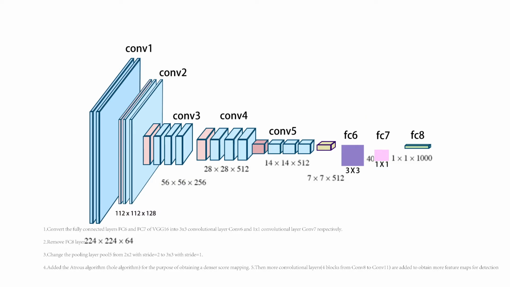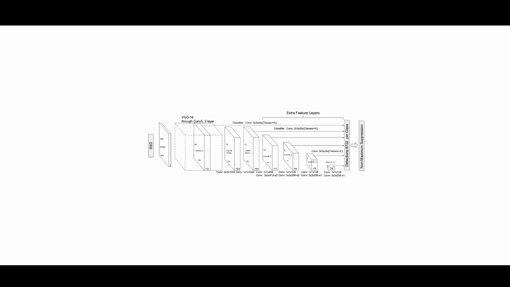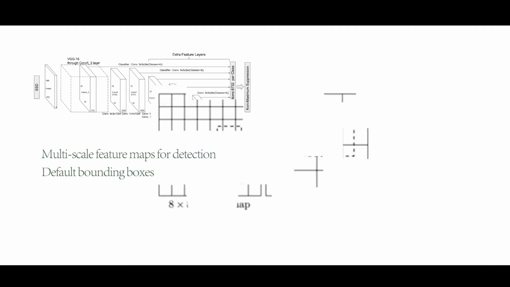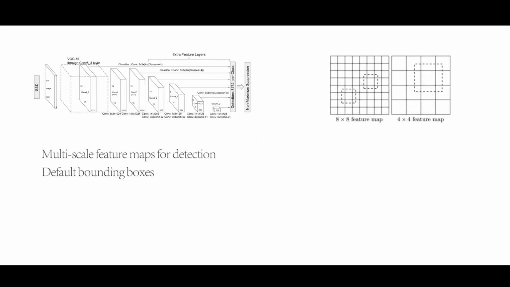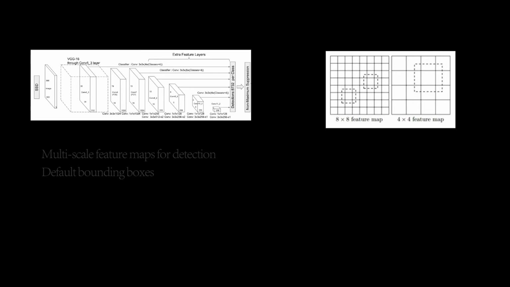First is multi-scale feature maps for detection. SSD not only obtains feature maps of different scales, but also makes predictions on different feature maps. Different feature maps contain different features, and different features may have different effects on our detection. It's very likely to increase the accuracy of detection, although increasing the amount of calculation. And then there are default bounding boxes.